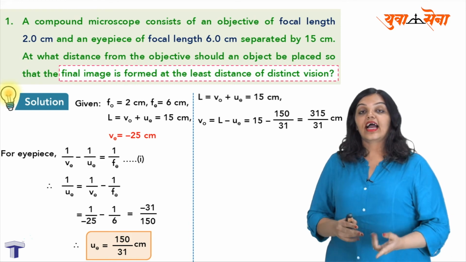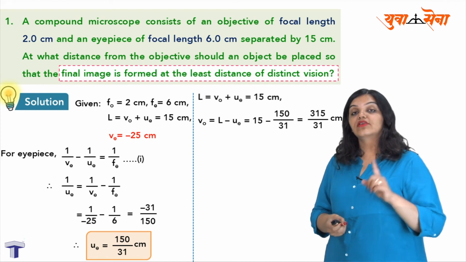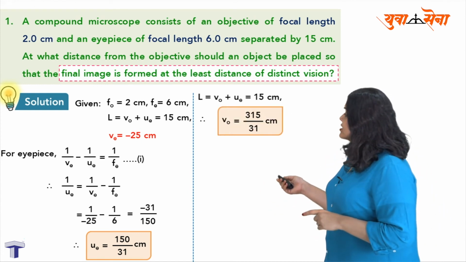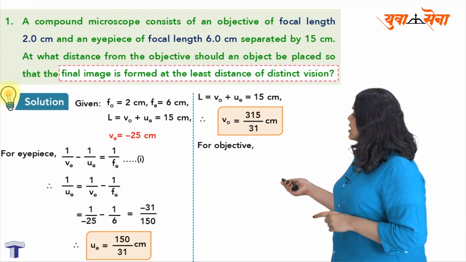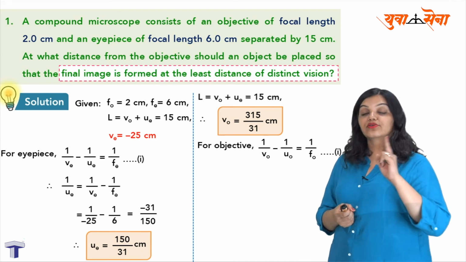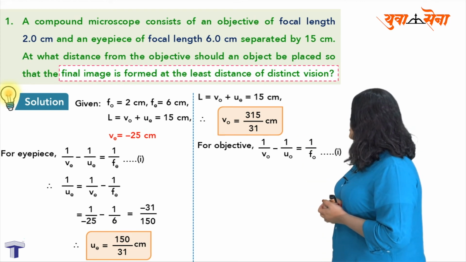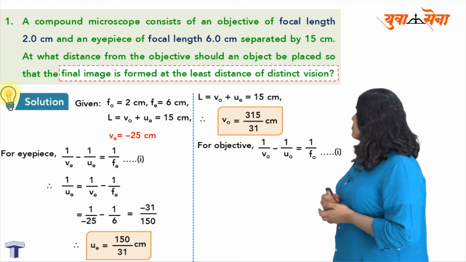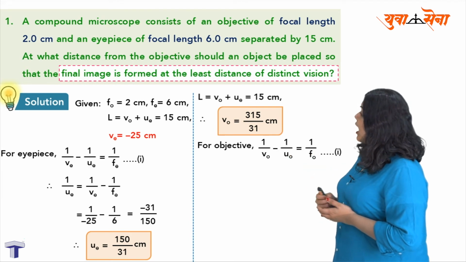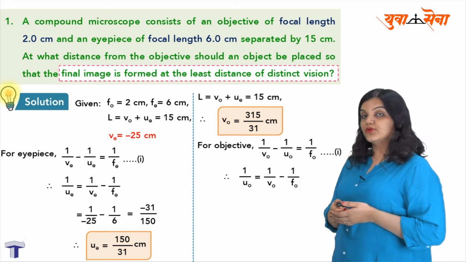Now, finally, I have V naught, that is the image distance in case of the objective, and I will do what I have to do last, that is I will use the formula in case of the objective. That is the same formula as I used before, but now I am going to write it in terms of the objective. So, I have 1 upon V naught minus 1 upon U naught is equal to 1 upon F naught, but I already have the value for V naught. I have been told what is F naught and I can find U naught. So, quickly let's substitute the values.